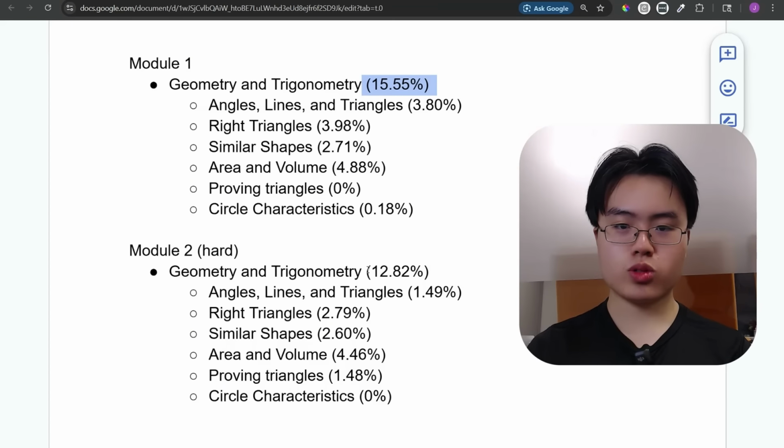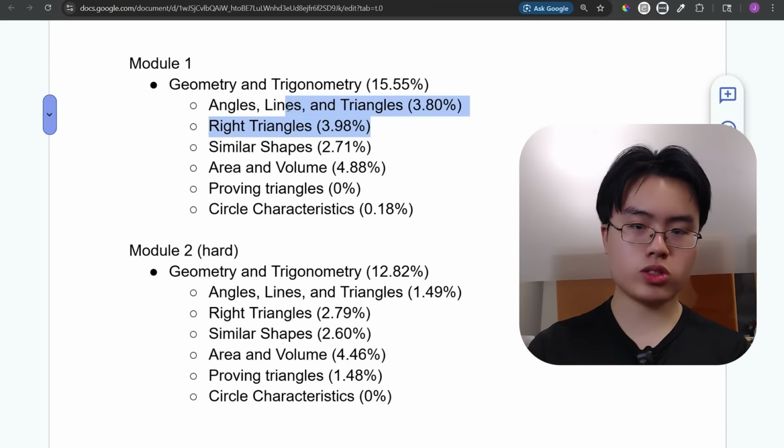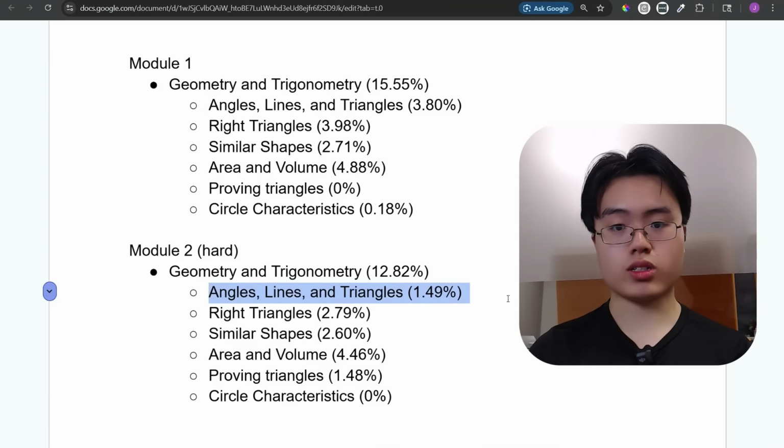Okay. First of all, you'll notice the geometry and trigonometry questions in Module 1 surprisingly is higher than it is for Module 2. You see less of these in Module 2. But the difference is these are going to be a lot harder questions. You notice the easier types of patterns, there's a lot more of those in Module 1, there's a lot less of them in Module 2. But enough of that, let's jump straight into the first type of question, which is angles, lines, and triangles.